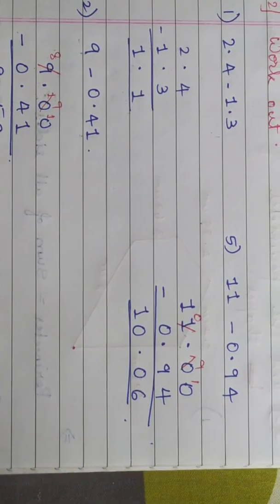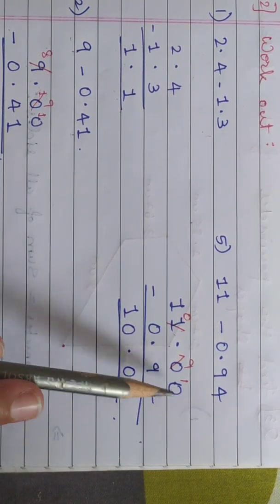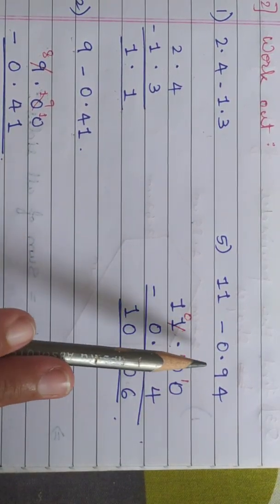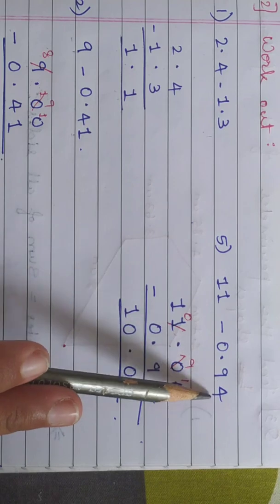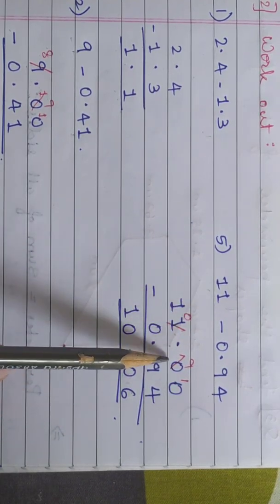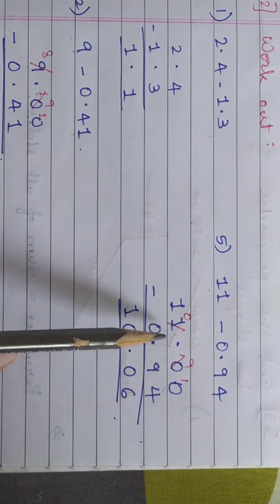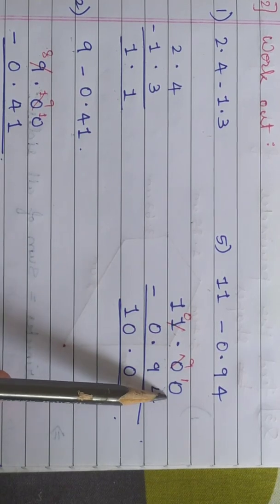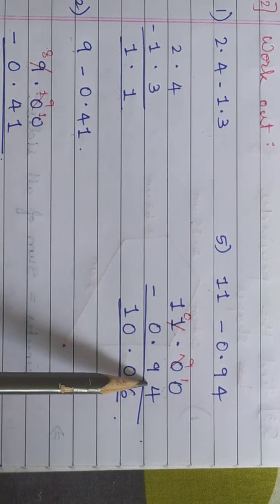Now the fifth one, 11 minus 0.94. For this 0.94 there are 2 digits, but for 11 there is no digit. So we add 2 zeros to make it 2 digits. So this becomes 11.00 minus 0.94.